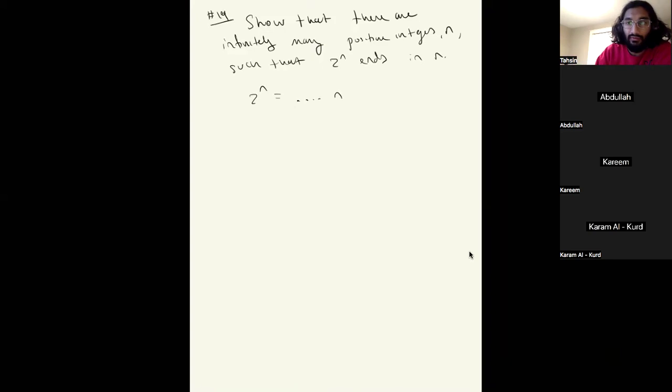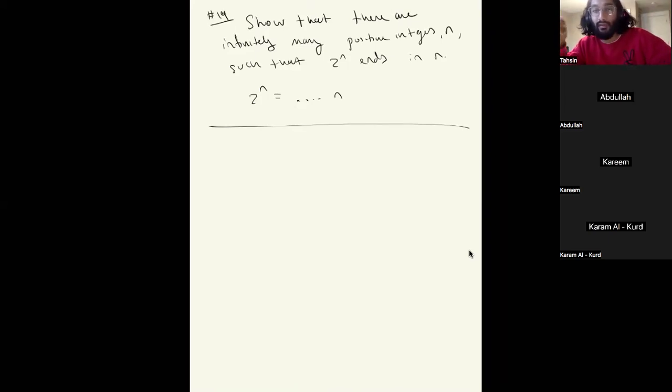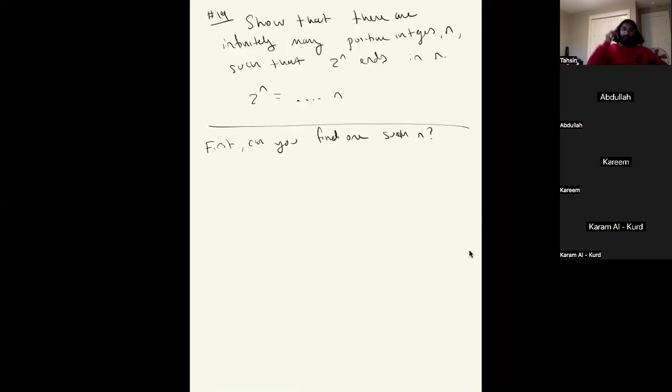Does the question make sense? Yes. Okay, good. So what I'll say is, if you want to show there are infinitely many things with a property, maybe it's first good to show that there's one. So first, can you find one such n? That's our first goal. So any ideas on how to find the one n with this property?